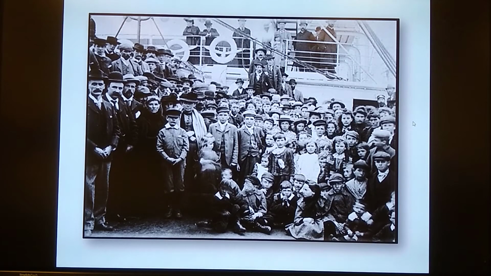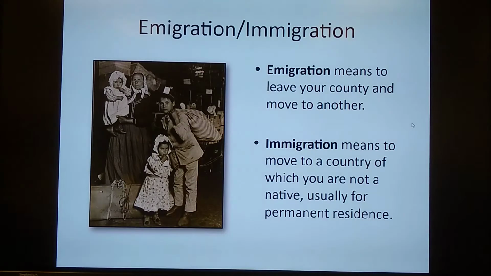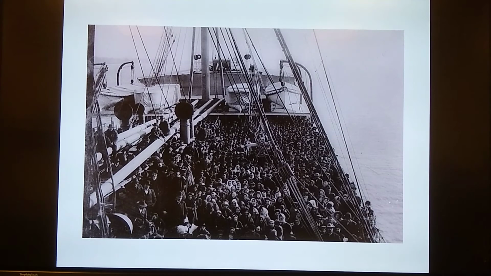And there's some pictures of kids and adults coming to the United States during this time. Immigration with an E means to leave your country to move to another. Immigration with an I means to move to another country in which you are not a native, usually for permanent residence. And there's a ship with lots of people moving to the United States during the turn of the century, all from other countries.